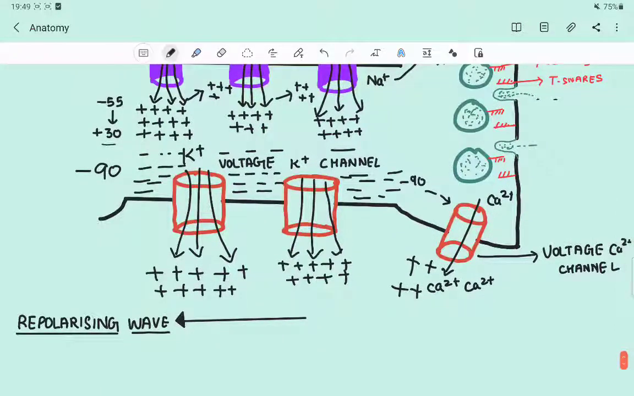Now we'll see how the repolarizing wave travels backwards along the length of the axon. There are voltage gated potassium channels which are located here, and once the depolarization has taken place, that is, the action potential is done, the voltage gated potassium channels will start to remove potassium out of the cell membrane of the neuron.